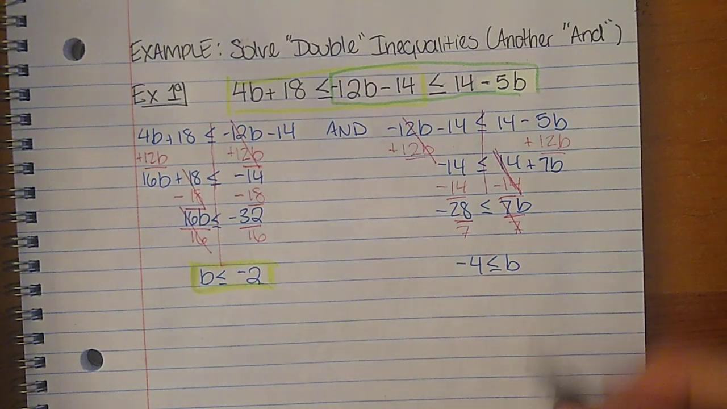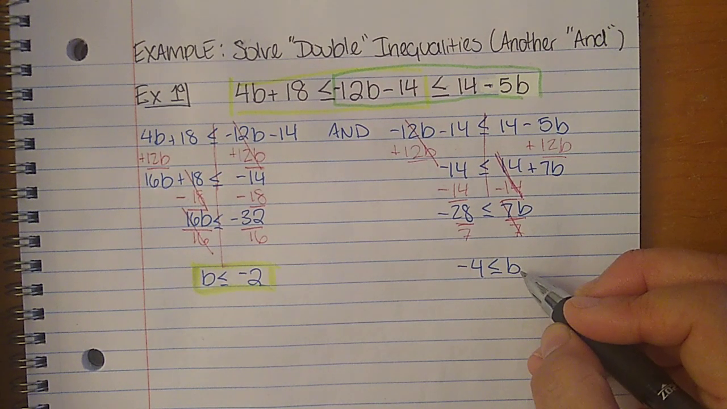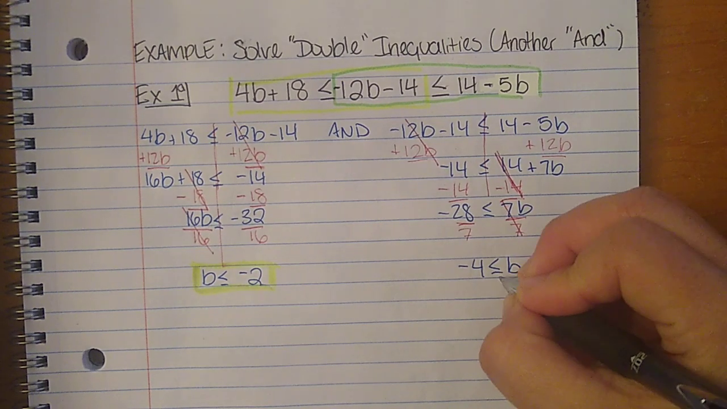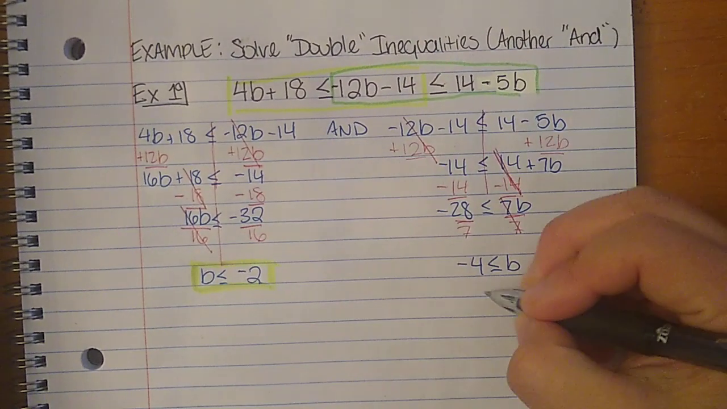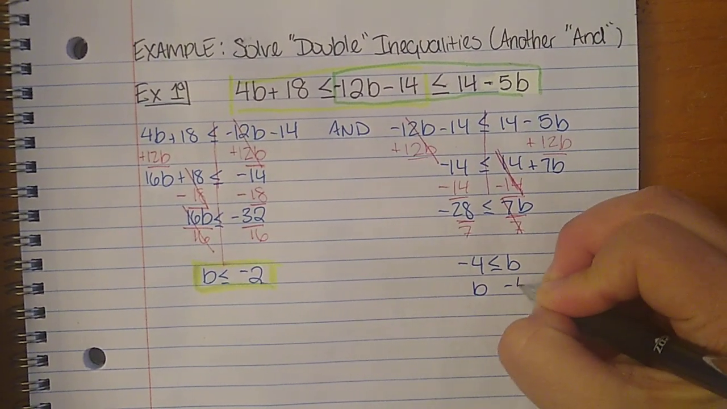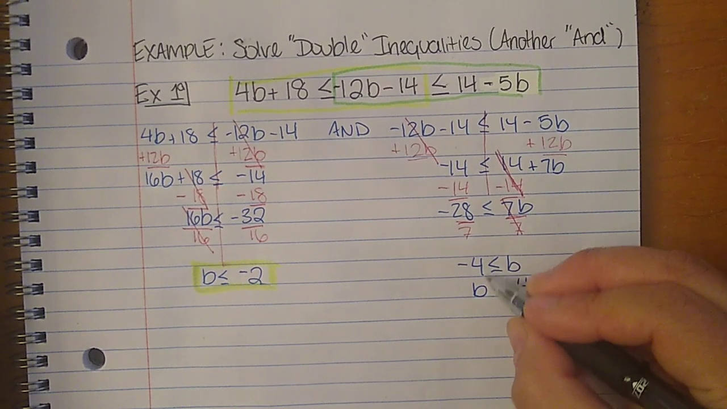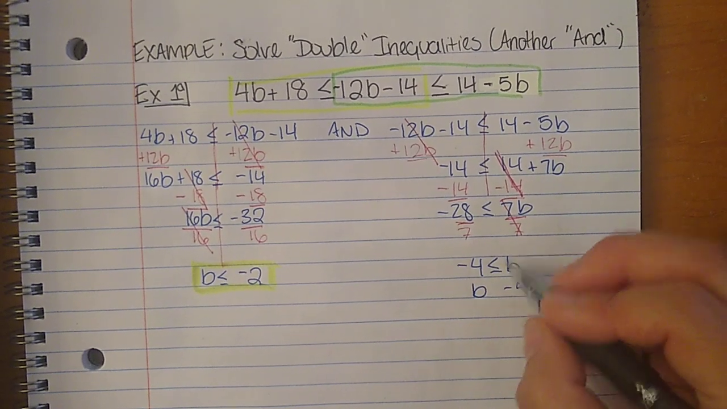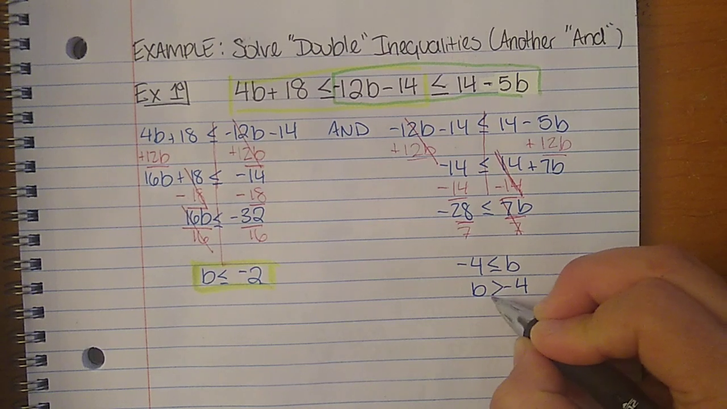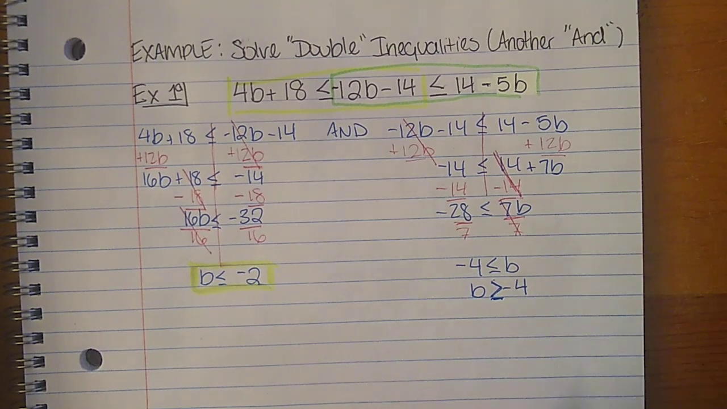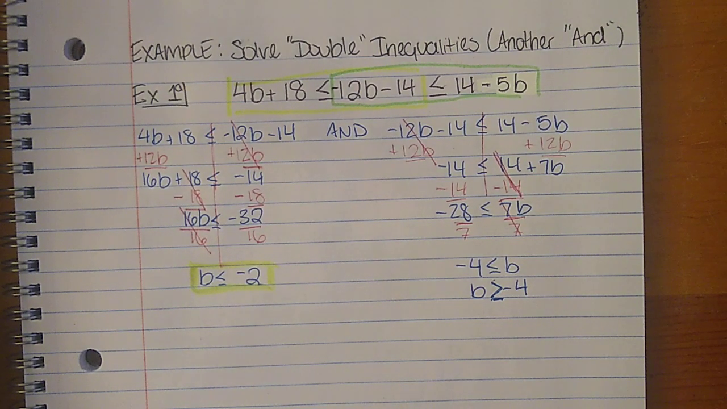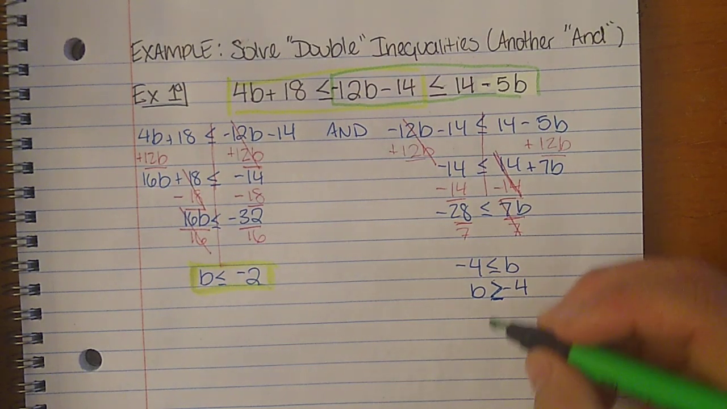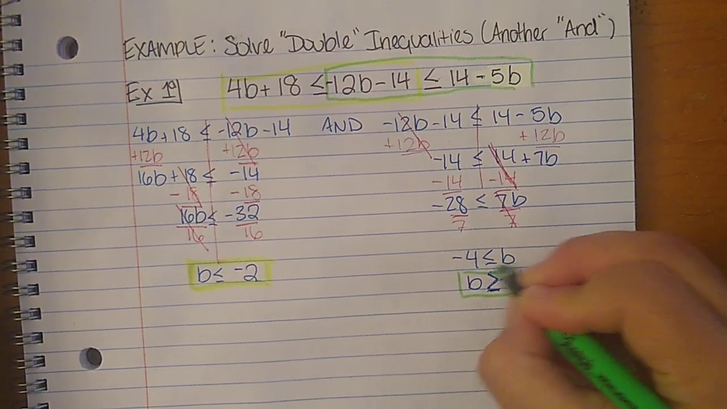Once again, we want to pay attention to the fact that we have b on the right. So if I want to see this in the same light and be able to compare it, I'm switching places of b and negative 4, but I also have to switch the inequality. So instead of less than or equal to, it's greater than or equal to. That relationship needs to remain the same. So it is b is greater than or equal to negative 4.